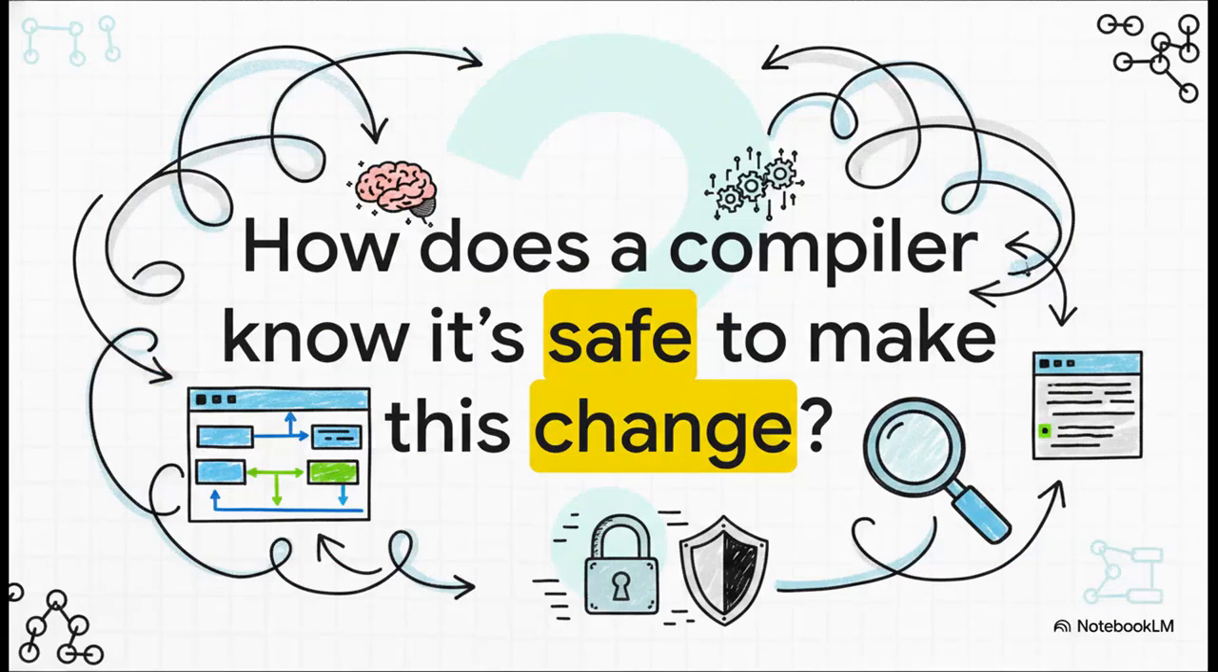And that, right there, brings us to the big question for this whole explainer. Really, how does it know it's okay to do that? How can it be so certain that just yanking out those steps won't break anything or completely change the outcome? This isn't just a lucky guess. It's actually a process of really deep understanding.